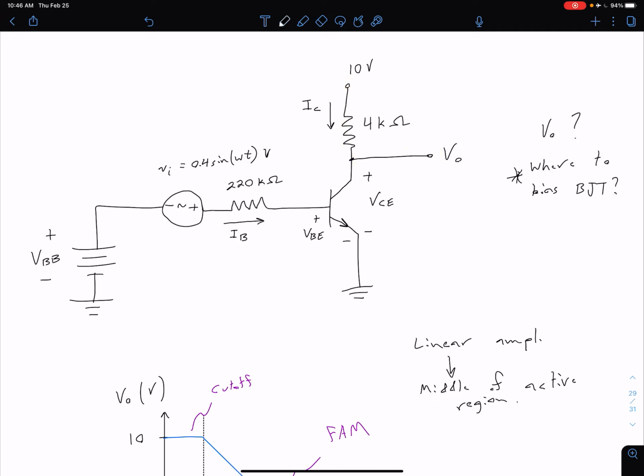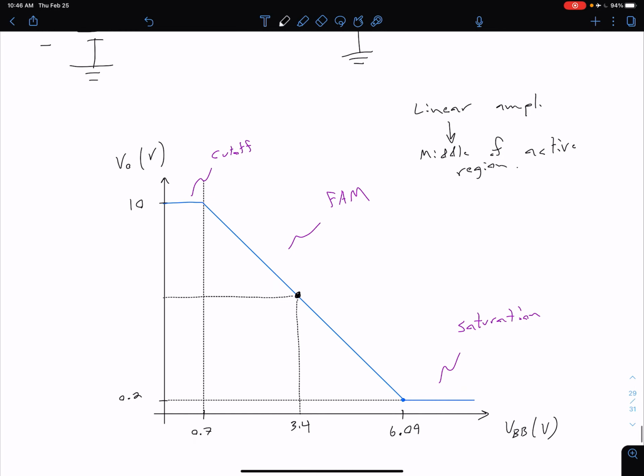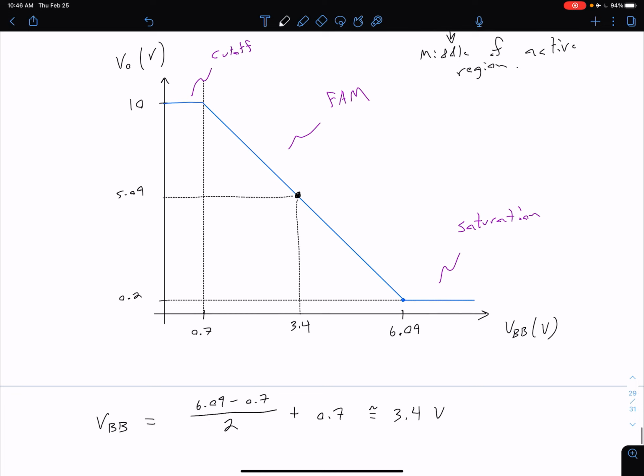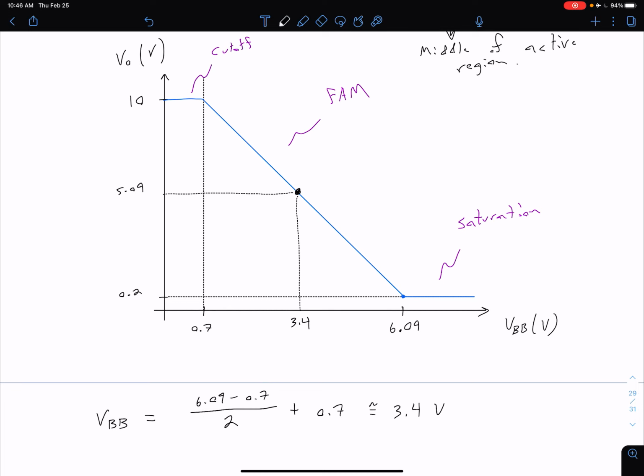So run through that maybe for practice, but ultimately what we'll end up getting is, if we have a 3.4 volt input, our average output there is going to be 5.09 volts. And so it turns out this point has a special name. This is going to be called our Q point, and I know I've referenced that a few times before, so this is our quiescent point or our operating point.